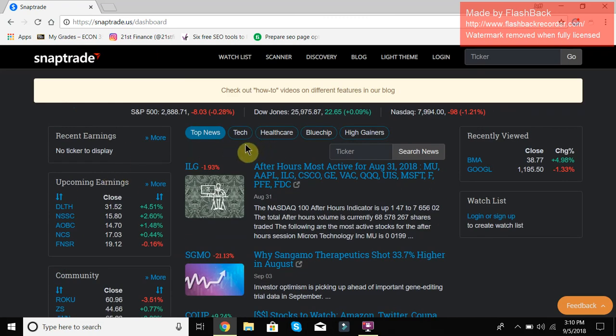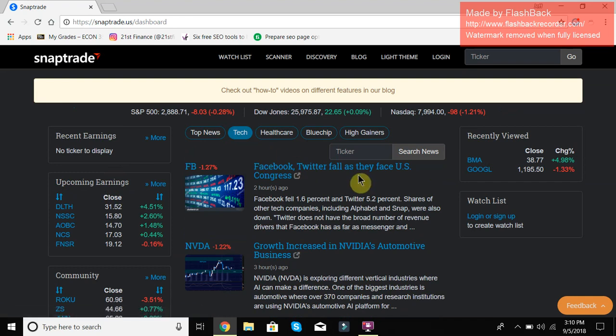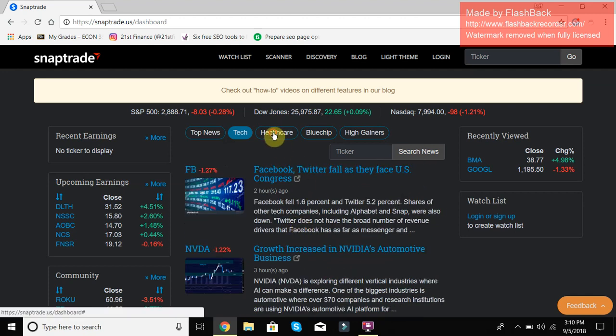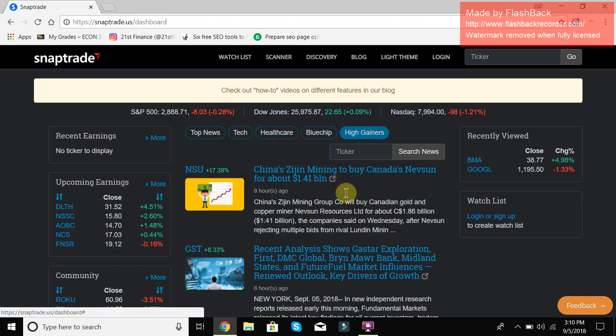Like I said earlier as well, you can click on different sectors and, for example, tech, it'll show you Facebook, Twitter, different companies too, NVIDIA, with their processors and things like that. Another thing as well, healthcare, blue chip, high gainers, you see all sorts of things like this on the website.